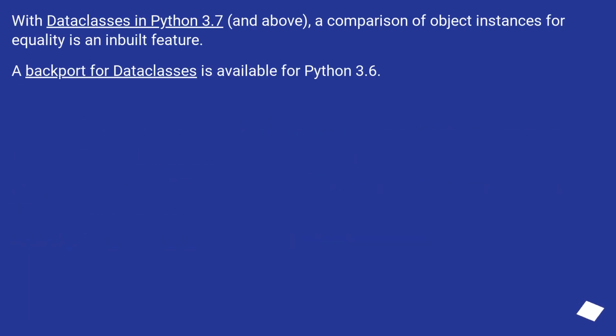With data classes in Python 3.7 and above, a comparison of object instances for equality is an inbuilt feature. A backport for data classes is available for Python 3.6.